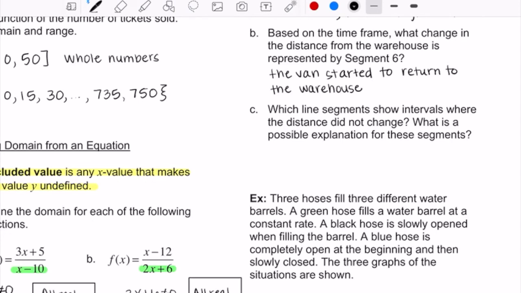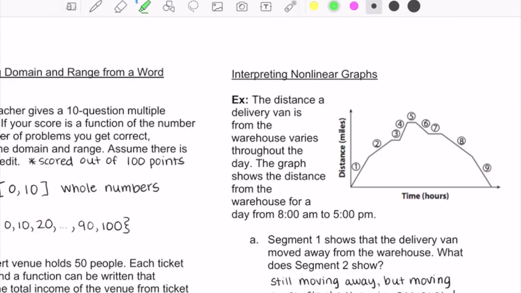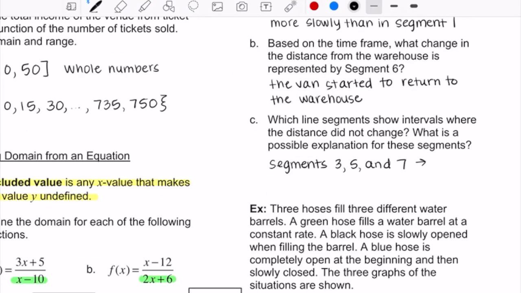Question C wants to know which line segments show intervals where the distance did not change. And so here on the graph, you can see that that's occurring at 3, at 5, and at 7. Those are the three segments on the graph where time is continuing, but distance is not changing. This question also wants us to give a possible explanation for these segments. And so it's possible that at these places, the van either made a stop, they were making a delivery, they took a break, or something like that.